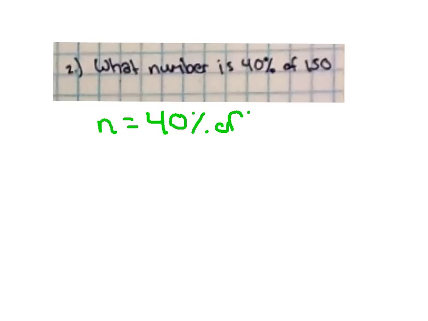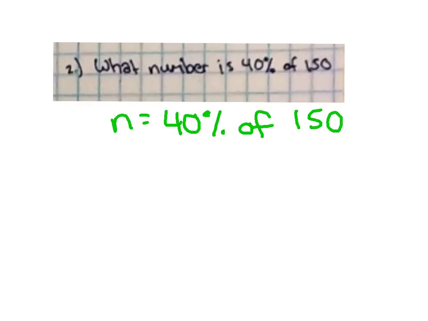Let me rewrite that more clearly. 40% of 150. The reason why you know that it's of 150 is because when you look at the wording, the number that follows "of" is usually referring to the whole number. So when you solve this, you're going to change "of" to multiplication times 150. Your percent becomes a decimal. So go ahead and solve this and find n.